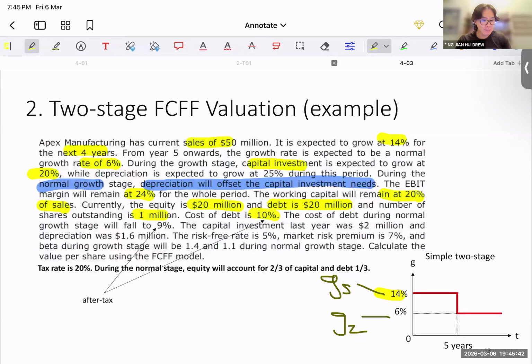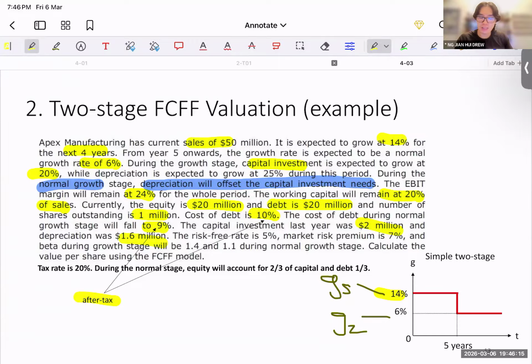Cost of debt is 10% now, and cost of debt during normal growth is 9%, and all of it is after tax. Meaning that we don't have to account for tax later in our WACC formula. Capital investment last year was 2 million, so they tell you the initial capital investment, and the depreciation was 1.6.